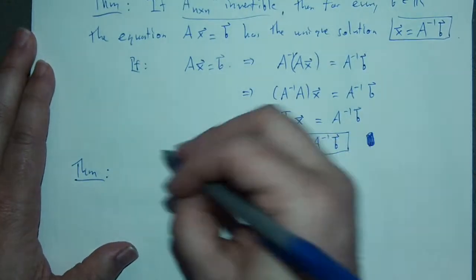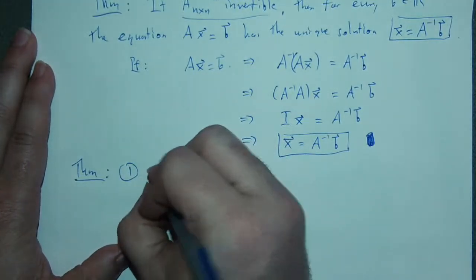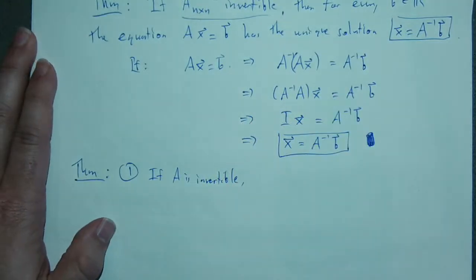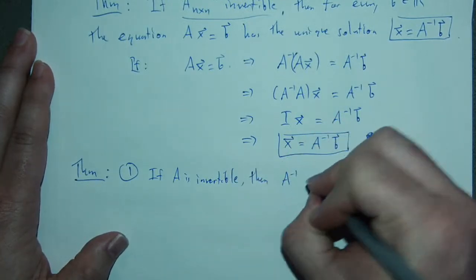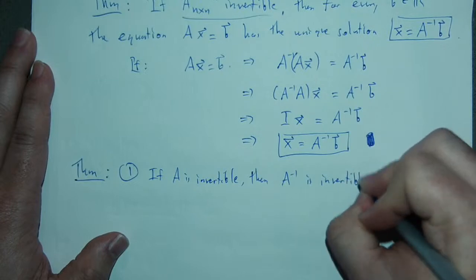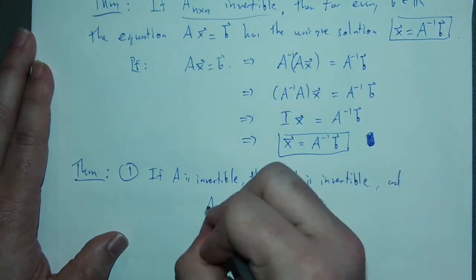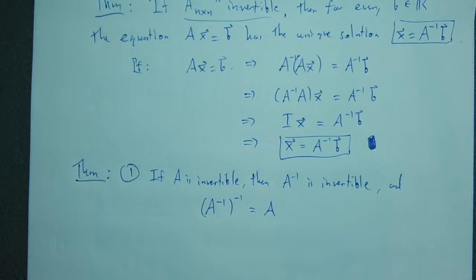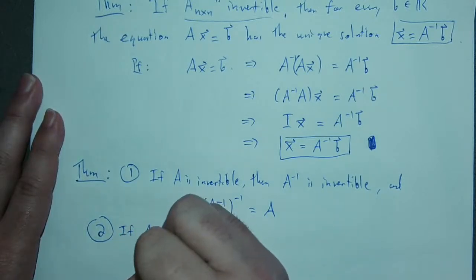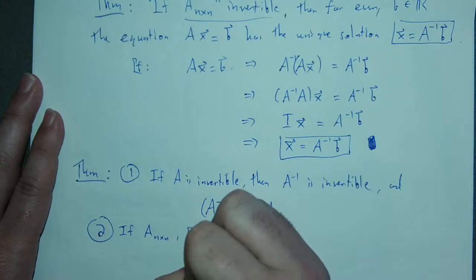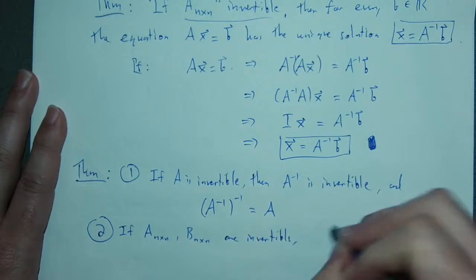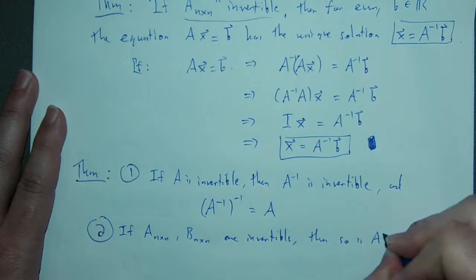So anyway, the theorem has multiple parts. First, if A is invertible, then A inverse is also invertible. And if it's invertible, it's got an inverse. What is the inverse of A inverse? Well, it's A. Secondly, if A and B are both n by n invertible matrices, then so is AB.